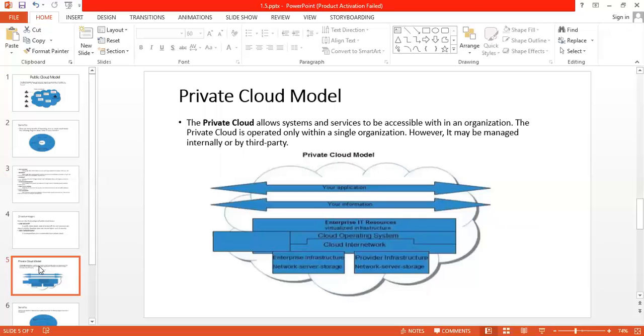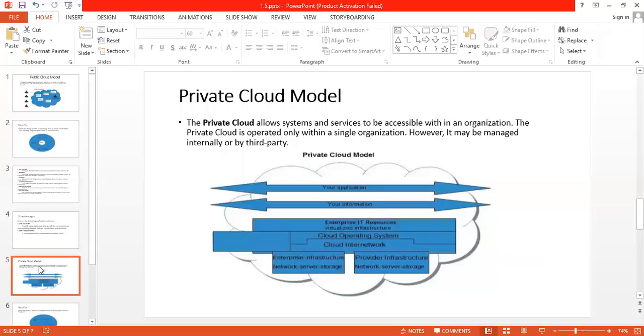Next type of cloud is the private cloud model. It is somewhat opposite to the public cloud model. The private cloud model allows systems and services to be accessible within an organization. The private cloud is operated only within a single organization. However, it may be managed internally or by a third party.